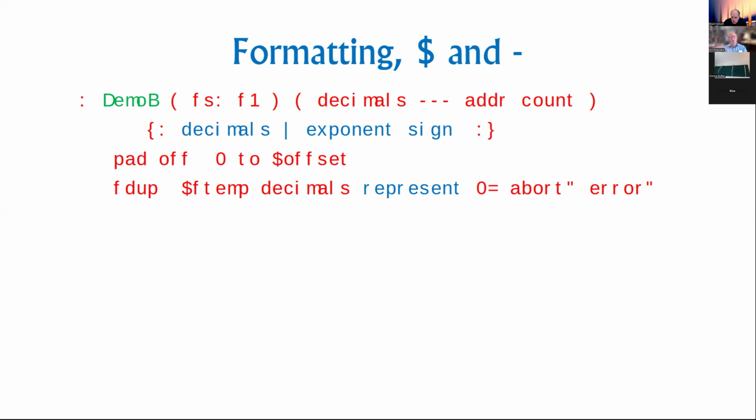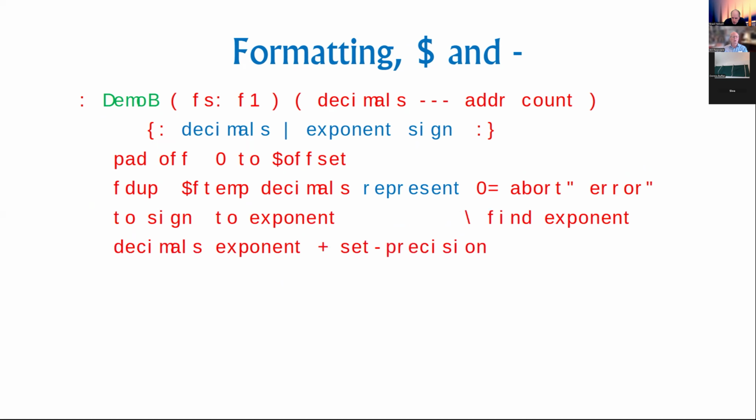fdup duplicates our floating point number, and now we call represent. So represent takes the input decimal, it locates the temporary storage area and selects the number of decimal points we want, does that conversion we talked about. And at the end, we get that error flag. So 0 equals abort error says it will catch and report if there's a formatting error. If all proceeds well, then at that point we have the sign and the exponent on the stack. So those go in and initialize the locals.